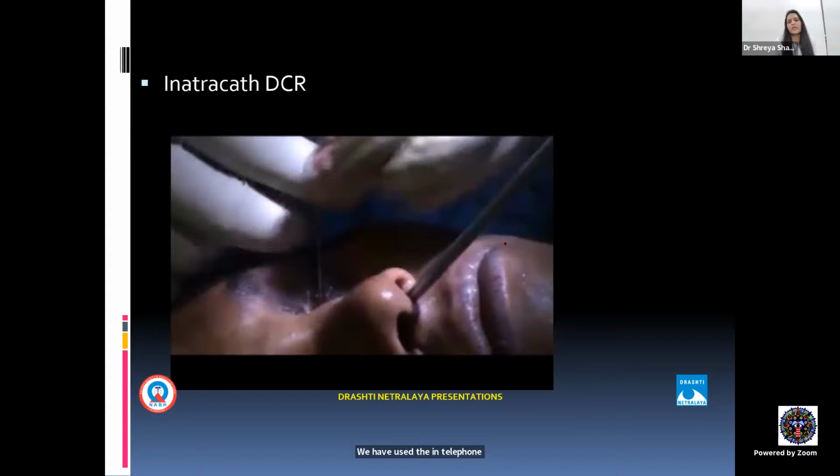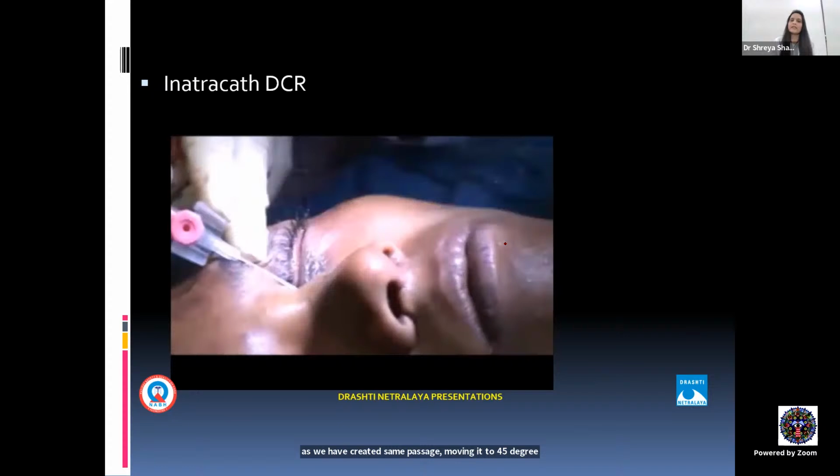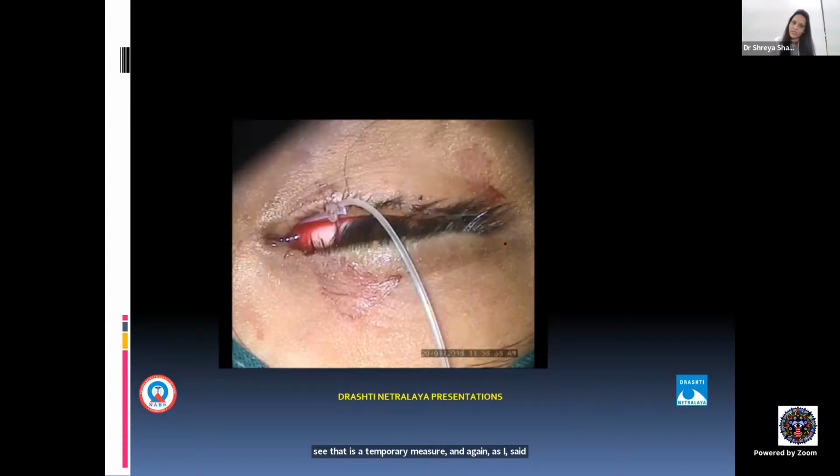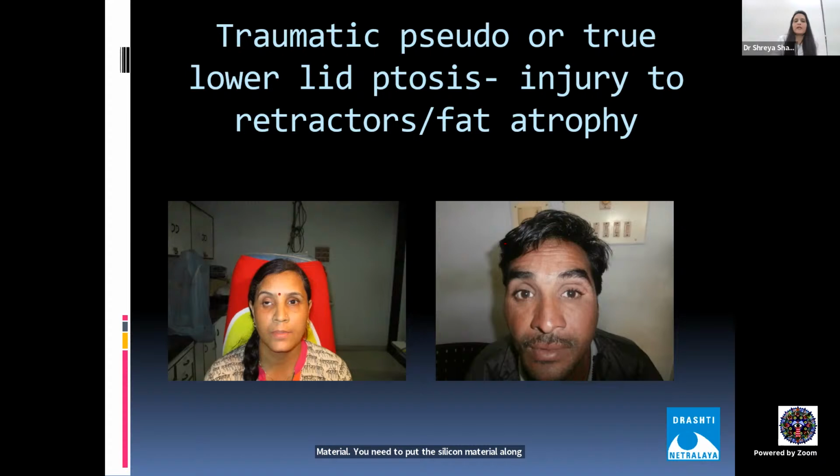So that is intracat DCR, that is a temporary measure. And again, as I said, Teflon sleeve is not inert material. You need to put the silicone material along with that. And sometimes simple ptosis, as I said, just because of fat atrophy. So you may have to inject the fat.